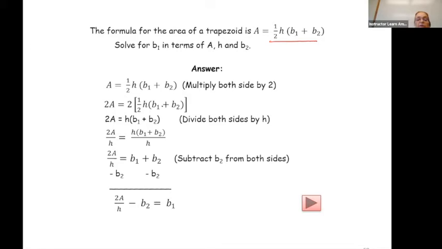Okay, so first we would want to get rid of the 1/2, so we can multiply both sides of the equation by 2. This then gives us 2A equals h times (b sub 1 plus b sub 2). Notice how much easier it is already because we got rid of the fraction. All right, now if we want to isolate one of the bases, which is b sub 1, we're going to divide both sides by h to get the h out of the situation right here. Okay, so 2A over h gives us b sub 1 plus b sub 2, and now it's quite simple to get b sub 1 by itself. You just subtract the b sub 2.